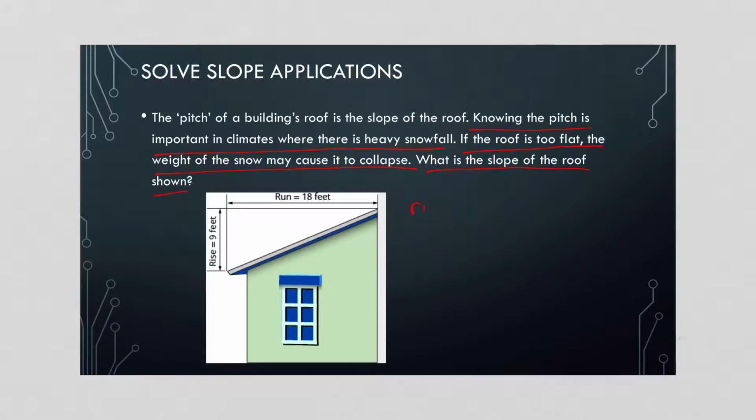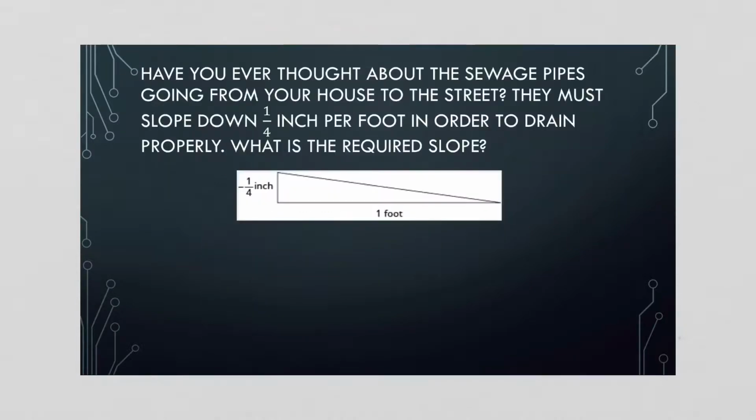Okay, so don't forget you've got rise over run. So our rise is 9 feet. Our run is 18 feet. And this would be 1/2 once you reduce. So our pitch is 1/2.